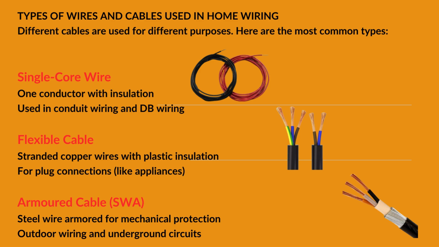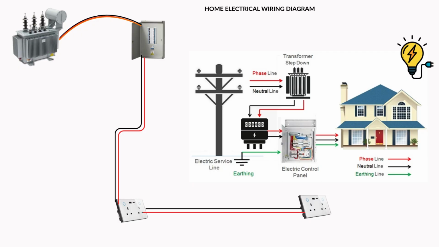All right. So we have the flexible cable. That's another type of cable. You can use it to plug appliances like AC, water heater and all. Then we have the armored cable. The armored cable is steel wire armored for mechanical protection. They are protected. They are ideal for outdoor settings, outdoor application.